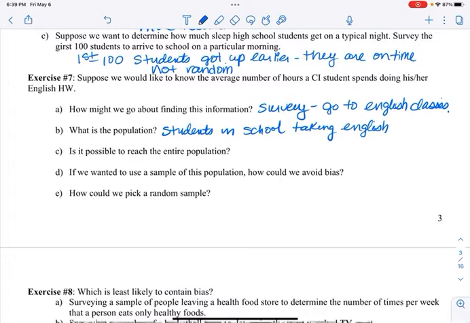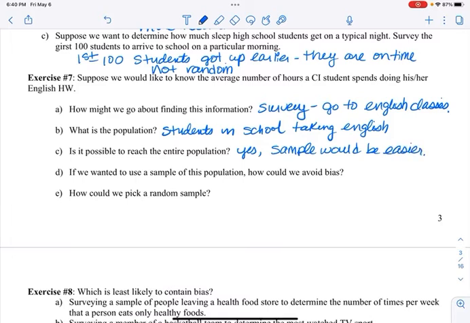Is it possible to reach the entire population? Yes, but you might want to do a sample. It depends on the size of the school. We have a pretty large school. It is possible, but people spend a lot of time and money doing surveys. They're very time consuming. So to reach the whole population isn't always possible. Most of the time we just do a sample. Okay, a sample would definitely be easier. But it is possible.